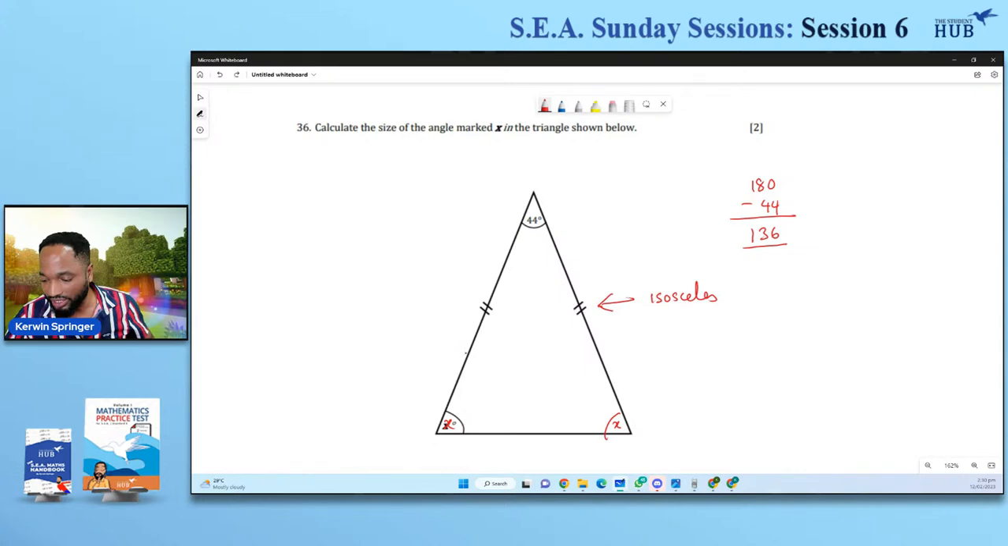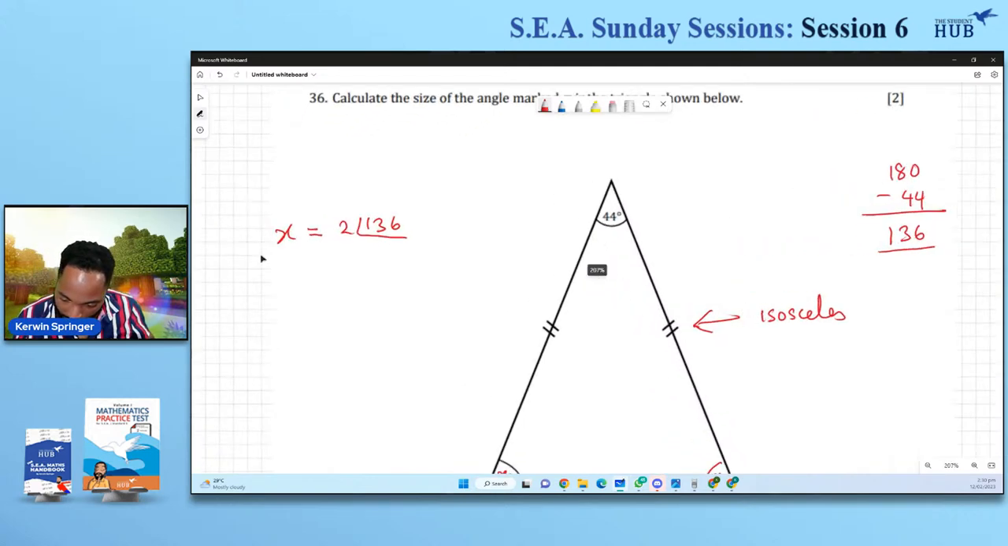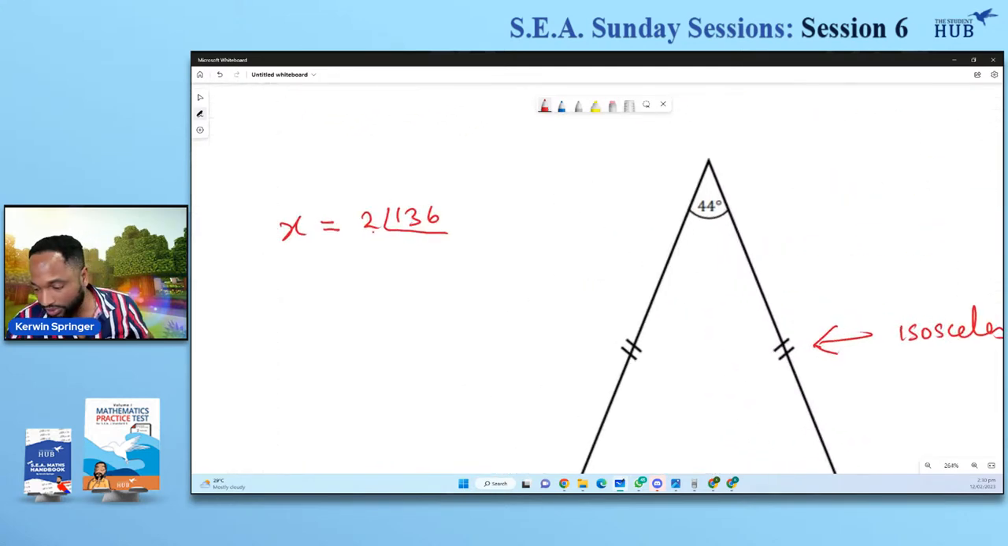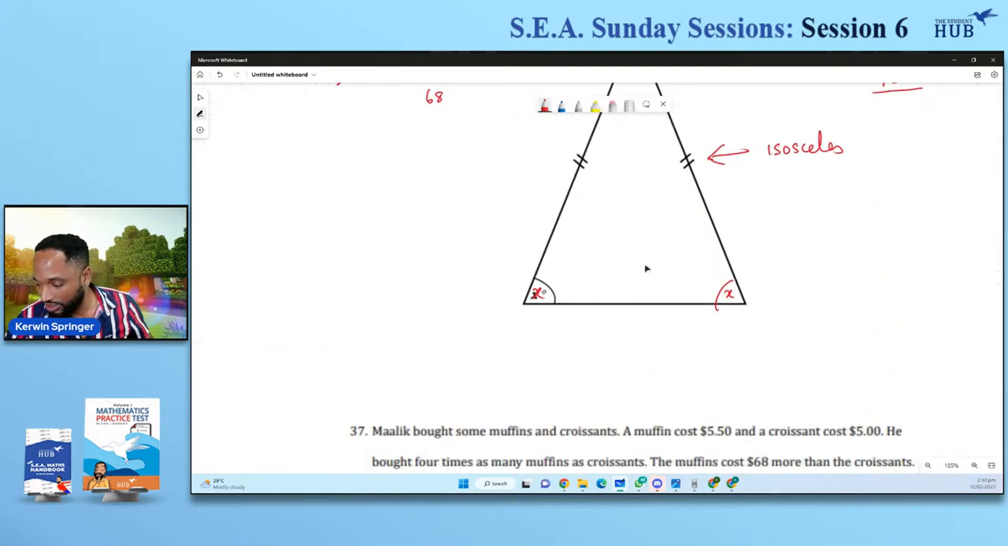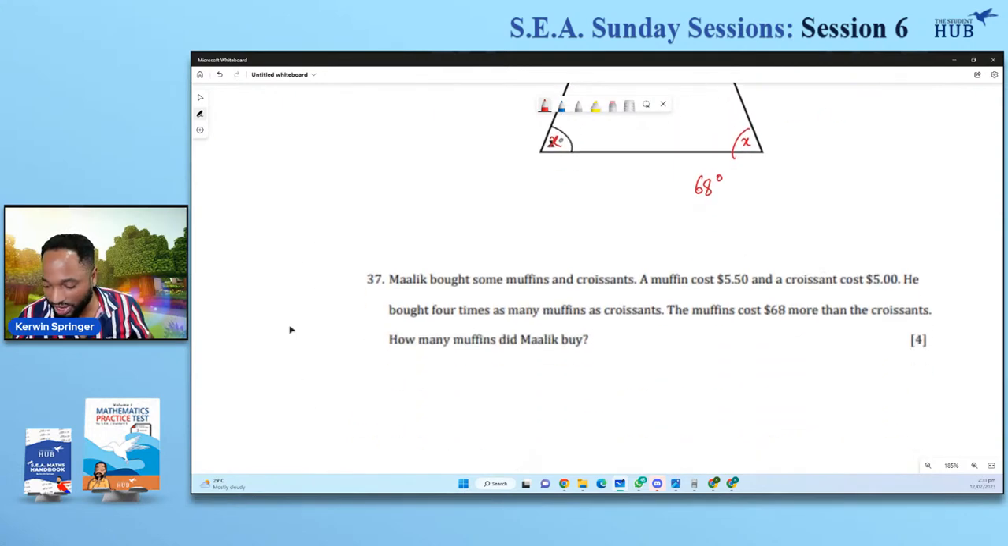So now I can say this X, I'm doing a little algebra here, boy. This X is 2 into 136. 2 into 30. I'm going to zoom in there because I'm feeling like I'm losing my bearings. 2 into 1 is 0, and 2 into 13 is 6. Remember that 1, 2 into 16 is 68. It's 68 degrees. 68 degrees. And just like that, we in the finals.